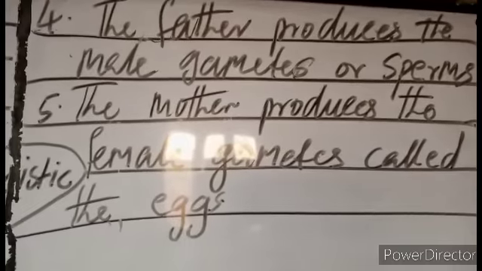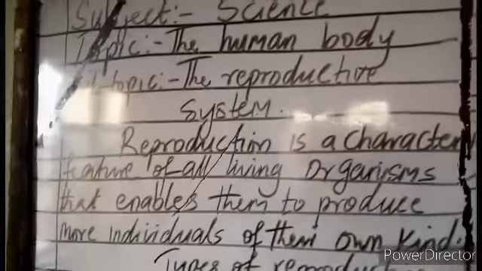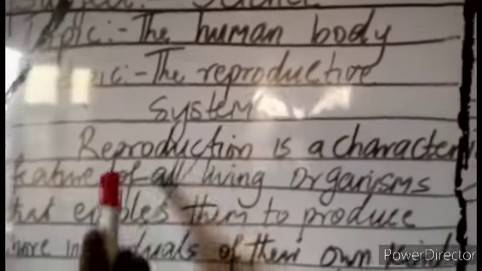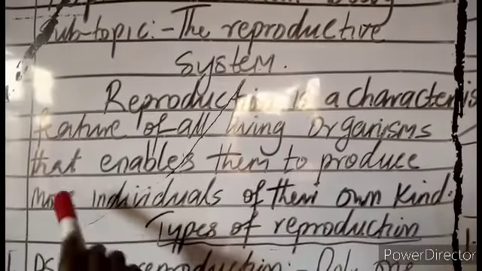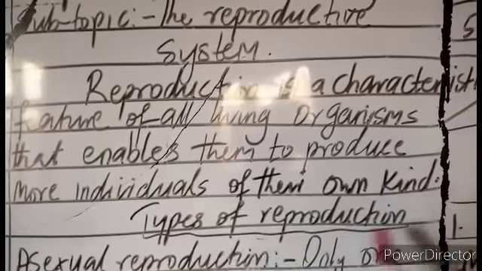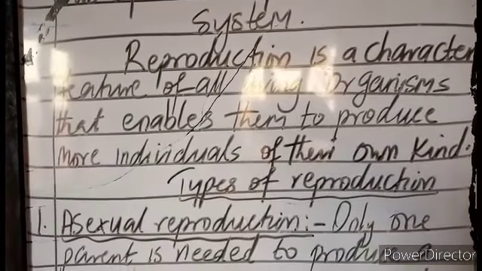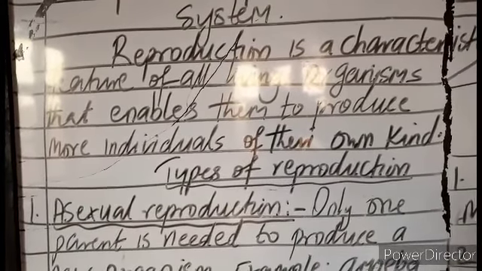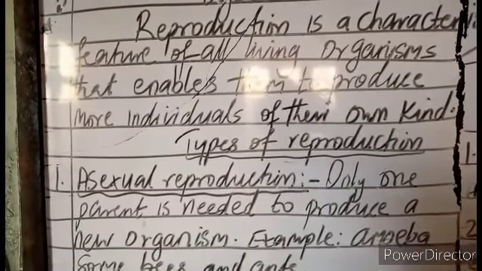Alright, don't forget I told you today we are having the human body. Inside the human body, our main subtopic is what? The reproductive system. Then I told you reproduction is a characteristic feature of what? All living organisms that enables them to produce more individuals of their own kind. I told you a lion becomes a lion. A human being produces a human being. A goat begets a goat. Is that taken?